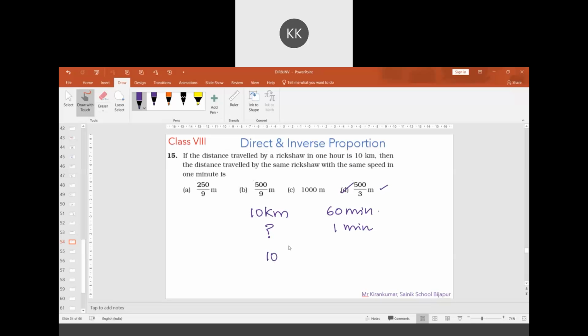10 kilometers means 10 into 1000 meters, 10,000, divided by 60 minutes. Sir, 1000 by 60. This will be 500 by 3. Option number D is correct.